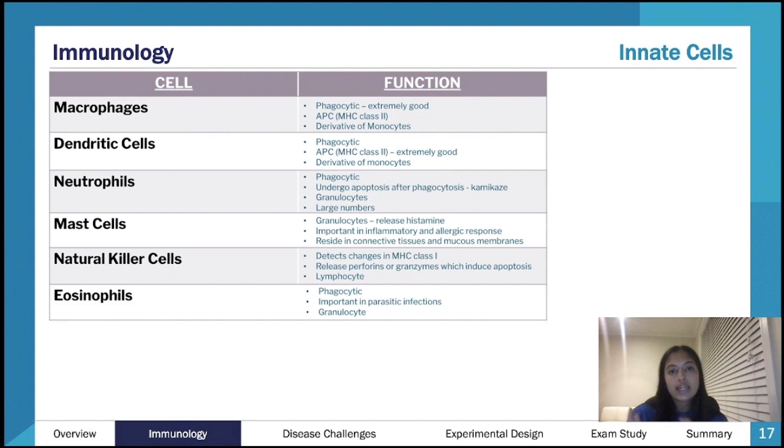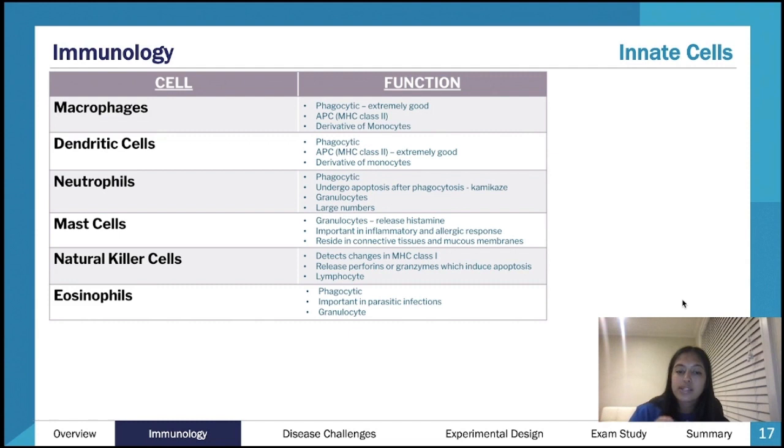Mast cells, really key. You always associate them with histamine, and they're very involved in your allergic and inflammatory responses. Something to be aware of is that they reside in the connective tissue, so they're not floating throughout the bloodstream. They just sit and release the histamine. Natural killer cells are also quite important. These work similarly, not the same, but similarly to cytotoxic T cells, so it's important not to get them confused. They release two things you have to know, perforins and granzymes, which you can see here, and those basically induce death in certain cells. They will detect changes in your MHC class 1. The way that they do this, remember that innate cells are a one size fits all.